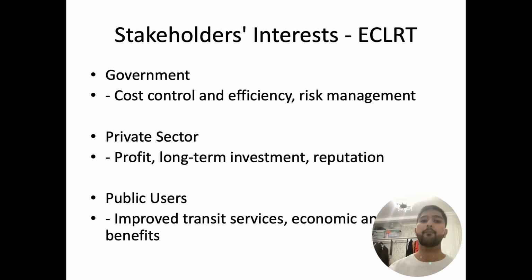Now talking about the stakeholders' interest in ECLRT. First talking about the government.